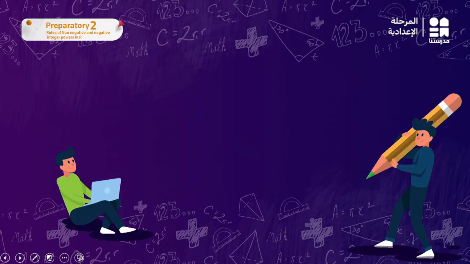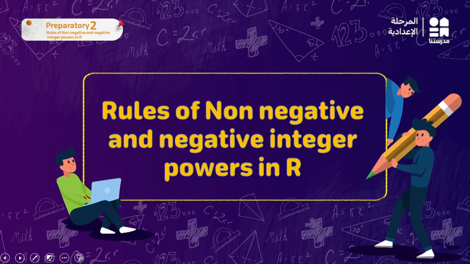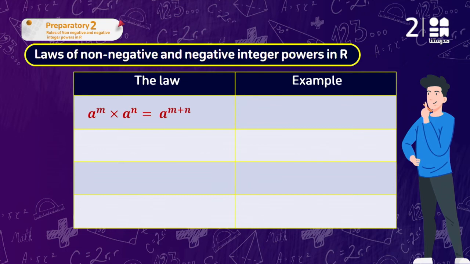Okay, let's start. Let's see together what the rules of negative and non-negative integer powers are. The first rule: if we multiply for the same base we add powers. As you see here, when we multiply a power m by a power n, the result will be a power m plus n. When we multiply we add powers, so 4 to the power 3 multiplied by 4 to the power 2, we add the powers, so it's 4 power 5.